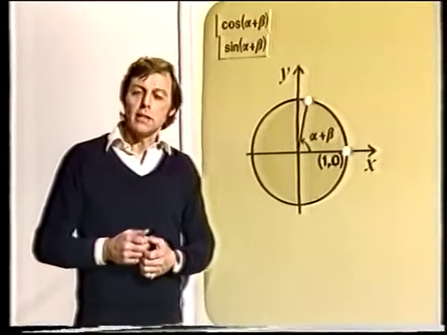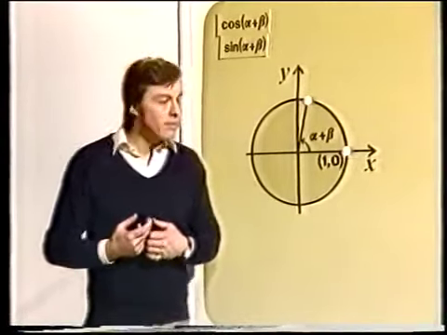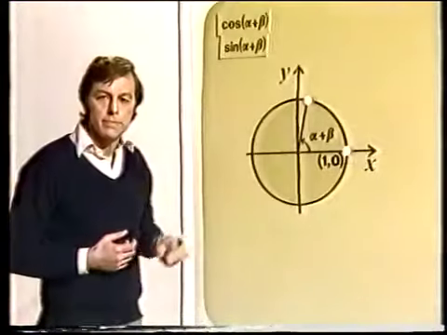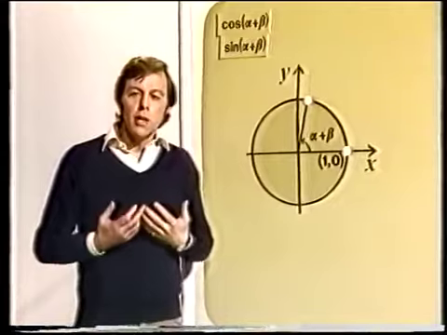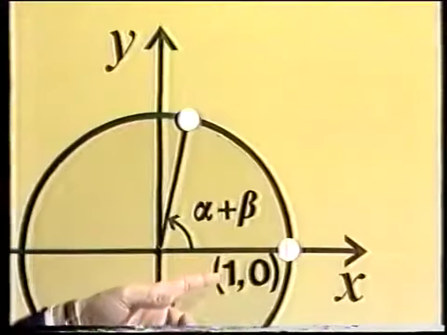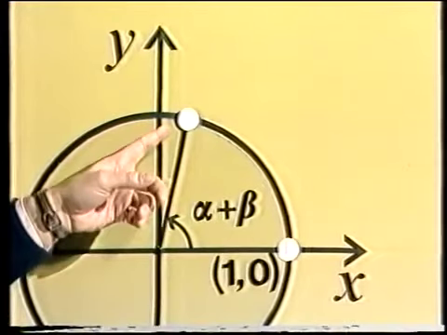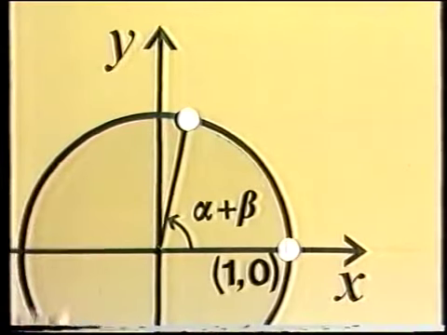So here's what we're going to do next in the program. We're going to find formulas for cos of alpha plus beta and sine of alpha plus beta. But what do we know? Well, if we rotate 1, 0 through an angle alpha plus beta, then the coordinates of this point are just cos alpha plus beta and sine alpha plus beta, which is what we're after.